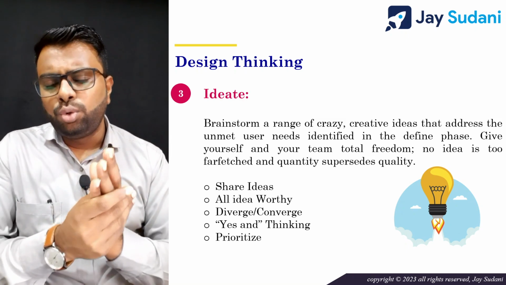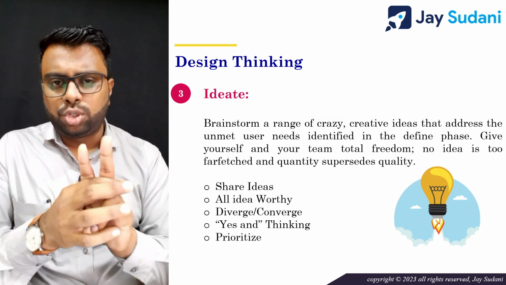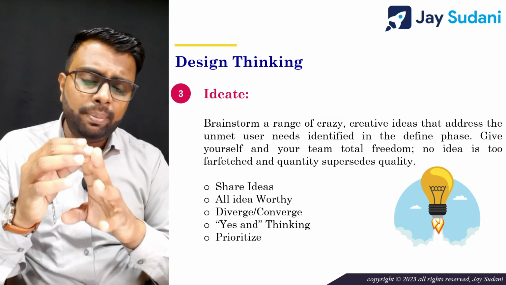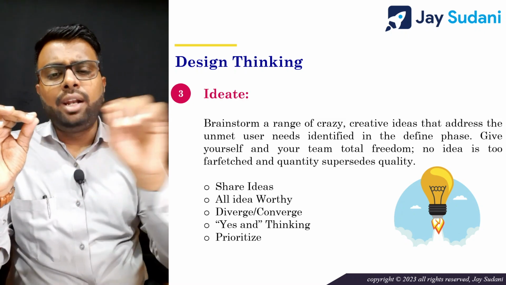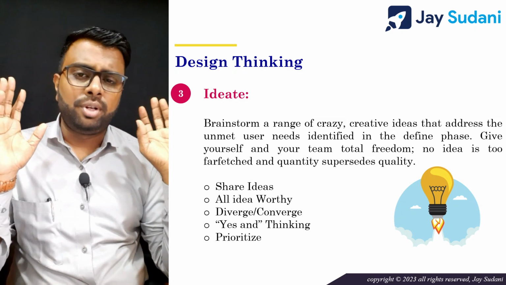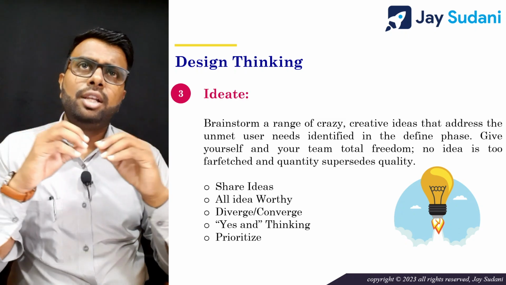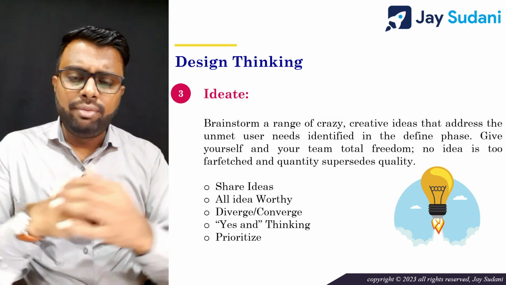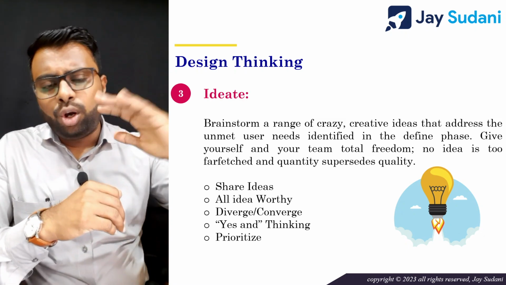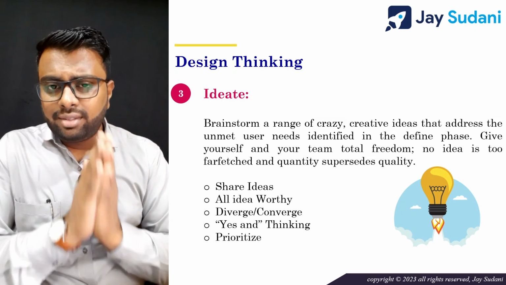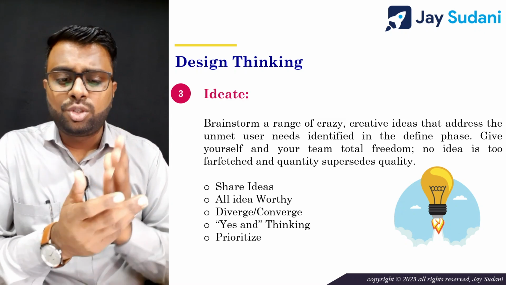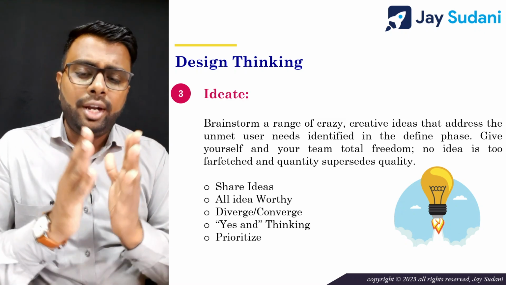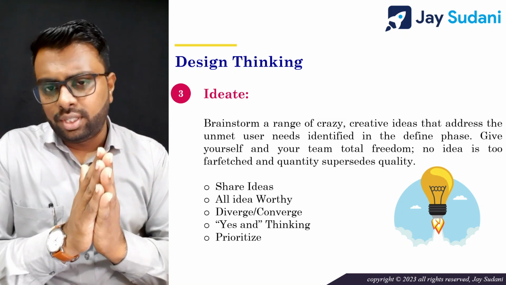Now here you will take two approaches. First is diverge, second is converge. In the first phase of this step, you will try to define as many alternate solutions as possible. Try to be very hypothetical. Imagine a solution that is very crazy, creative, and try to list down all those solutions. And in this step, quantity supersedes quality. So it is good to have more alternate solutions in this step.